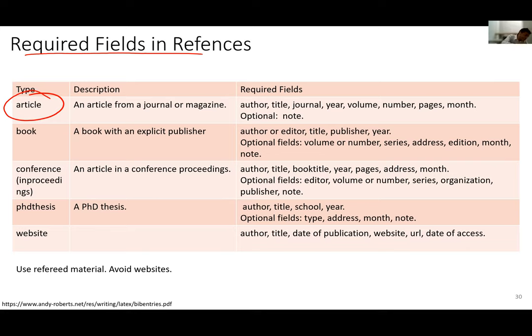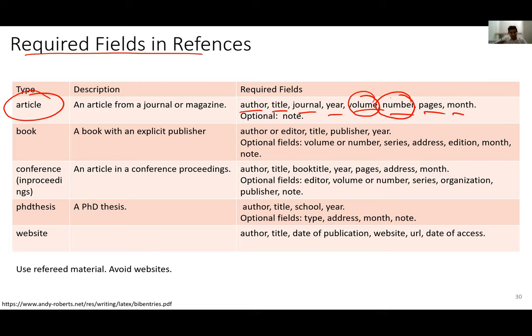For the journal, you must have author, title, journal, year, journal name, volume, number, pages, month. So volume is usually the year, number is the 1 to 12 issue. And then, you can see these entries must be there. So just copying the citation from Google Scholar is not going to do well. You must be much more educated than that. You must properly fill that in on your own.